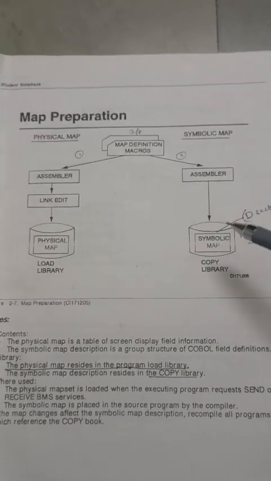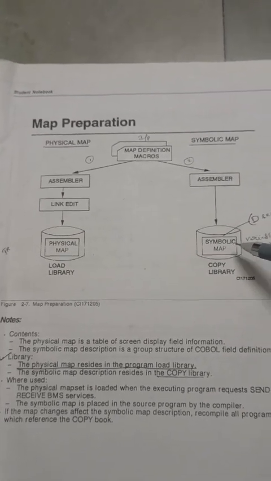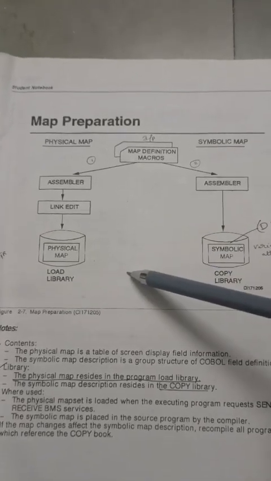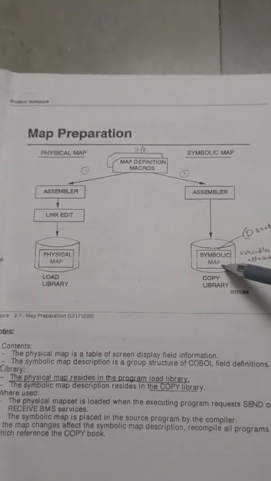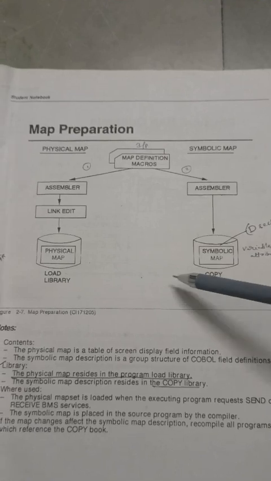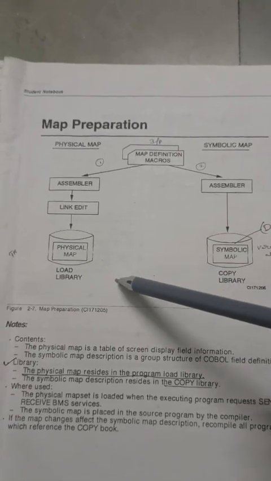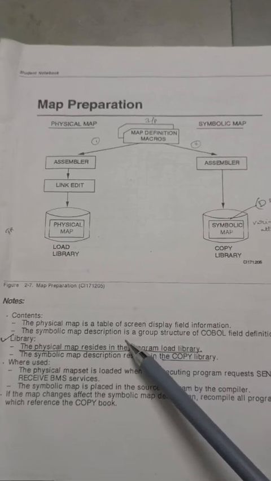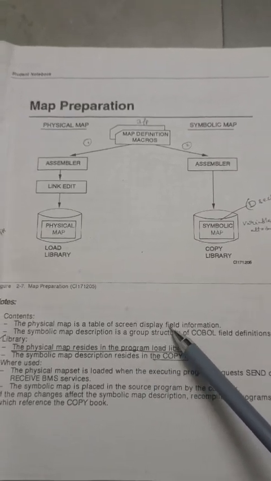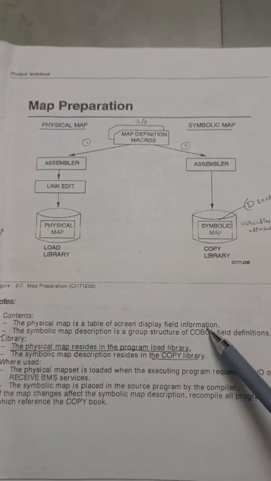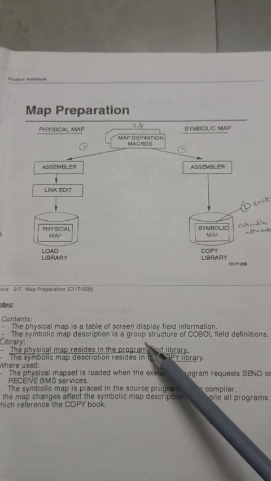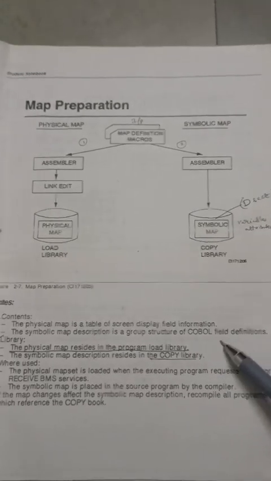This is a main interview question. Sometimes they will ask where the symbolic map is stored and where the physical map is stored. We have to say the symbolic map is stored in the copy library, and the physical map is stored in the load library. As a description, the physical map is a table of screen display field information, and the symbolic map is a description of the group structure of COBOL field definitions.